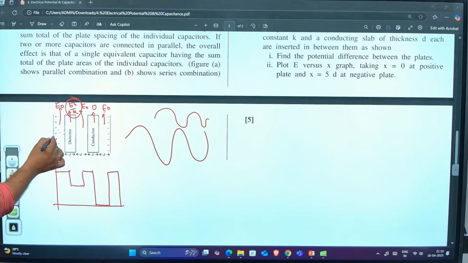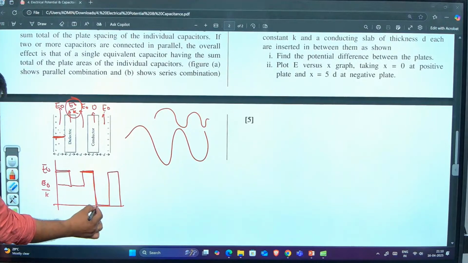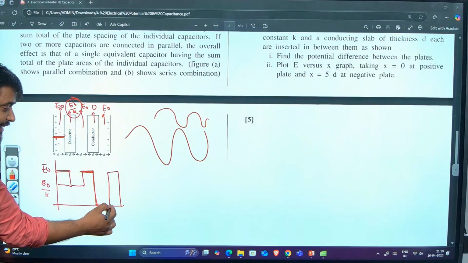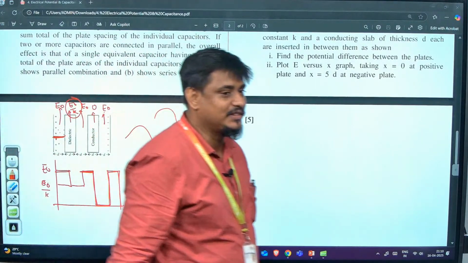Electric field is constant in this region. How much? Maximum E naught. So E naught value. Then it becomes how much? E naught by k. Then once again E naught. Then becomes 0 because the conductor came. And once again increases to E naught. I hope it is clear to everybody. Good question this is. 5-mark question.